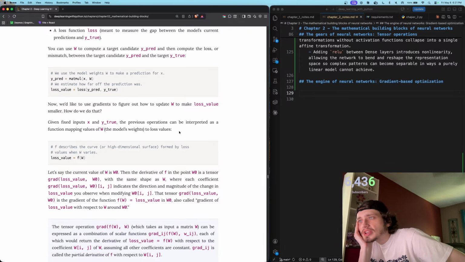Given fixed inputs x and the true values of y, the previous operations can be interpreted as a function mapping values of W to the loss values. Loss value equals f of big W. F describes the curvature, or high-dimensional surface, formed by loss values.